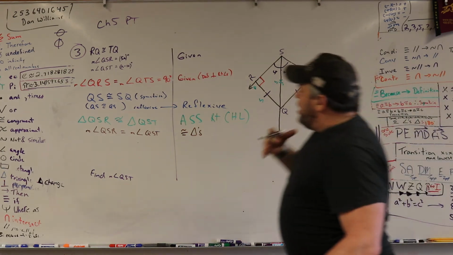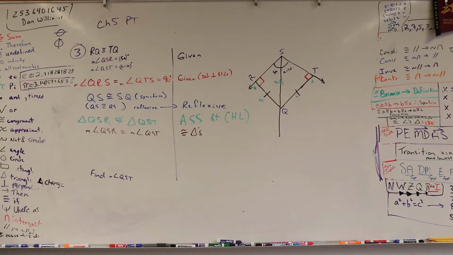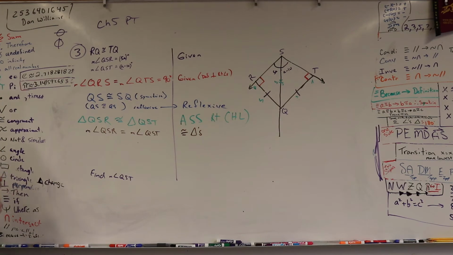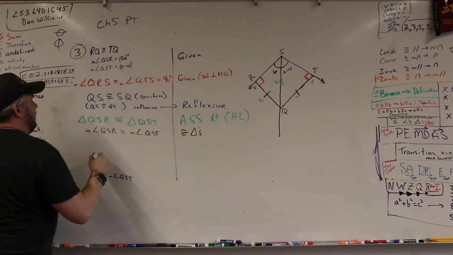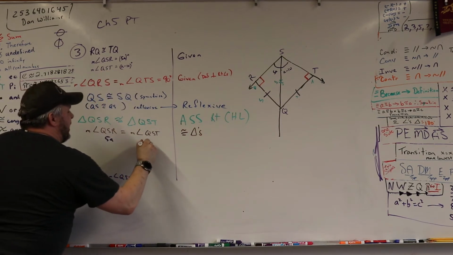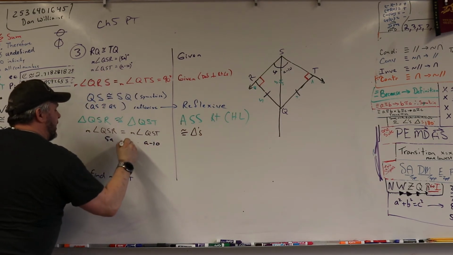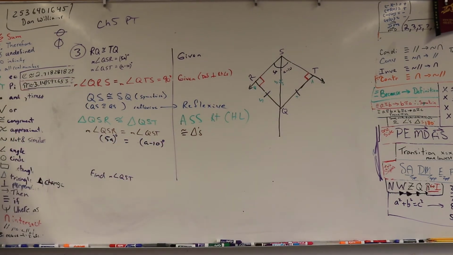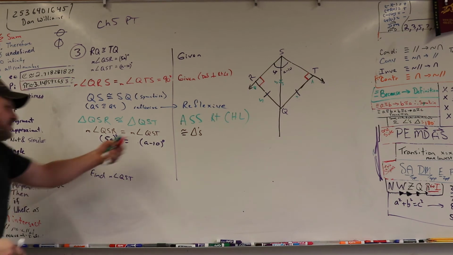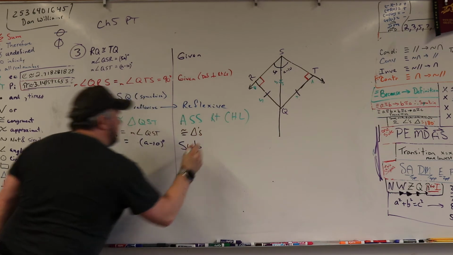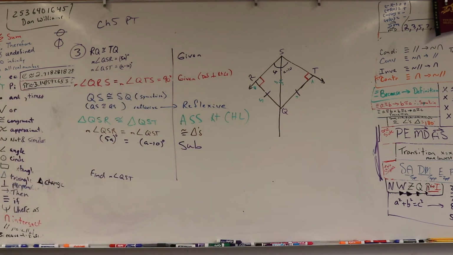Okay? From there, we take it another step. Since I know they're equal, now I just plug in what those measurements are. And those measurements are: QSR is 5A. QST is A minus 10. Okay? So those degrees are now equal. Right? Because the measures are equal. And why? Substitution. What do we do next?